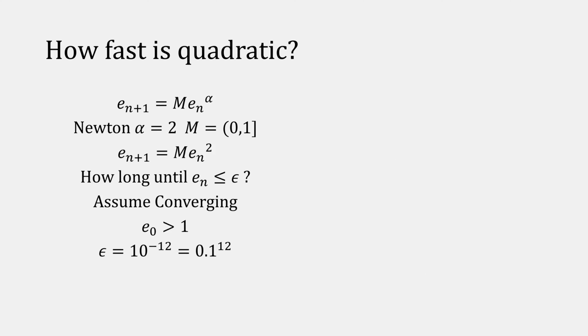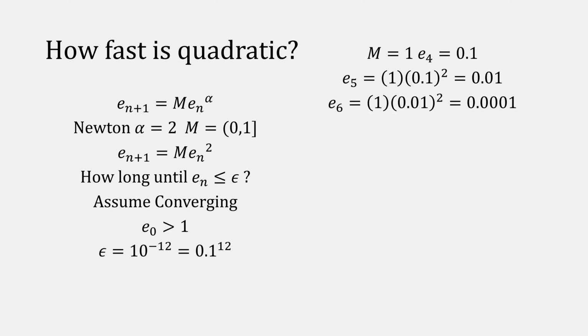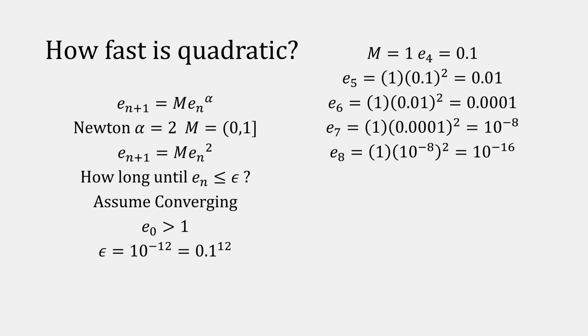Here's what I mean. At some point, we'll get to an error of about 0.1, and for illustrative purposes, I'll just make m equal to the value of 1. Plug those into our error formula. We'll say 1 times 0.1 squared, giving us 0.01. Our next error would be 1 times 0.01 squared, giving us 0.0001. Plug that in, we get 10 to the minus 8th. Our next error would be 10 to the minus 16th, giving us about 8 iterations total.